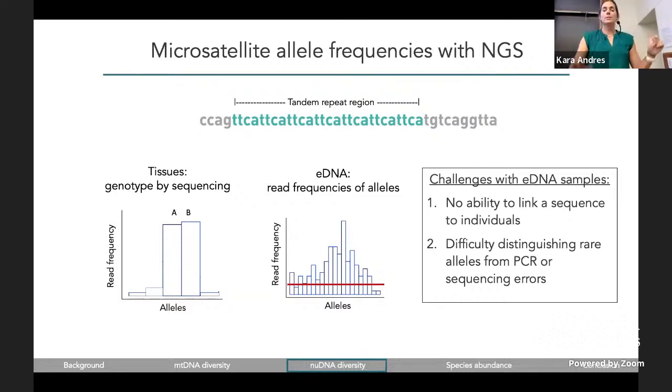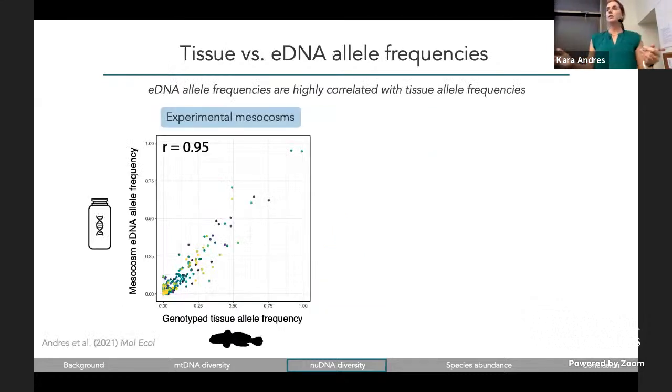Okay, so I said we have an environmental DNA sample. We have the fin clips from all of the individuals in the mesocosm. We want to look at the allele frequencies between those two. So what I'm showing here is the allele frequencies from the genotyped individuals on the x-axis, the allele frequencies from the mesocosm eDNA on the y-axis, and each point in this plot is going to be the frequency of an allele with the different colors denoting the different loci.